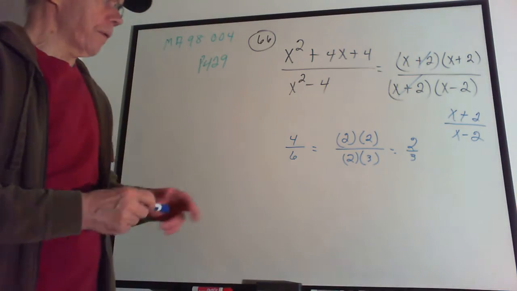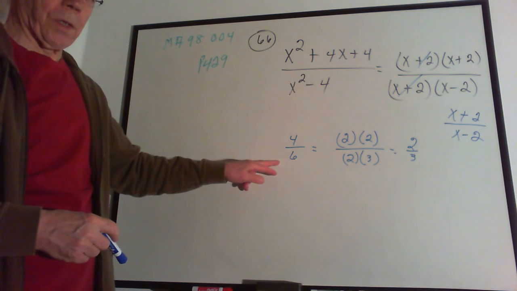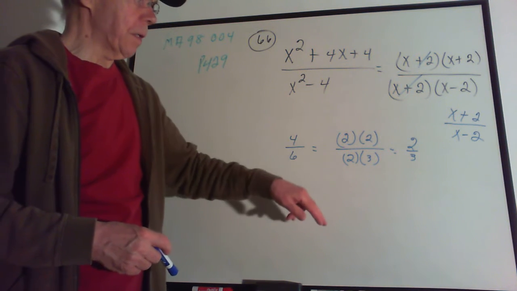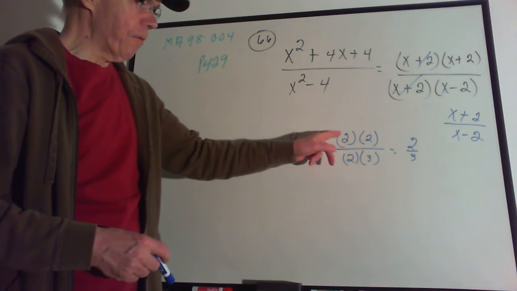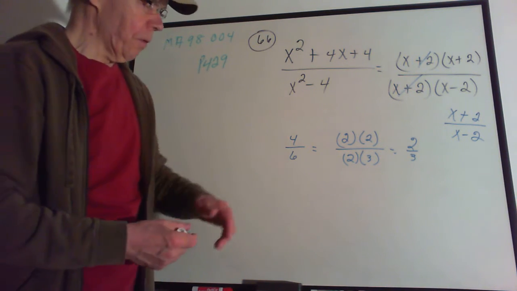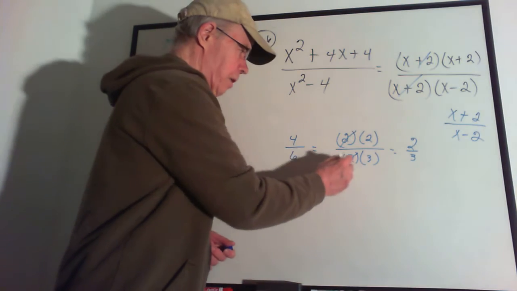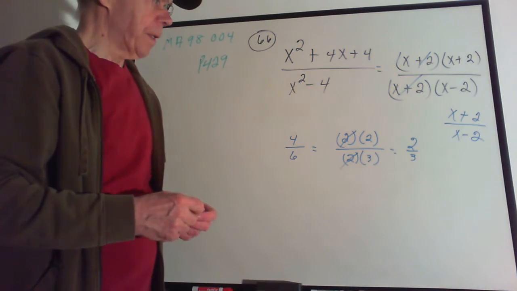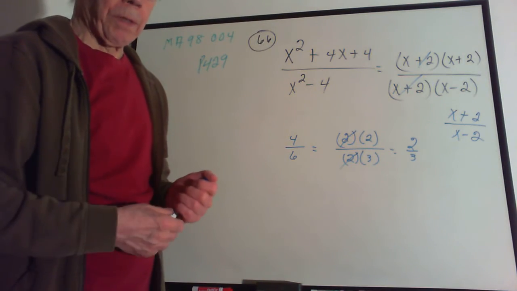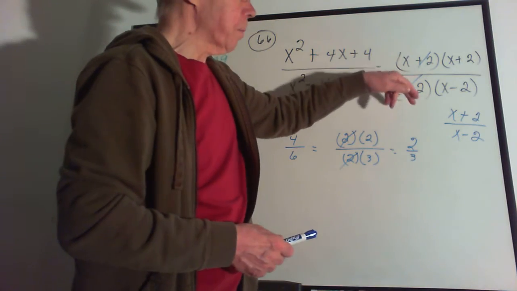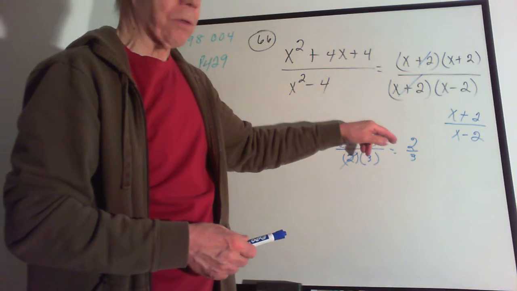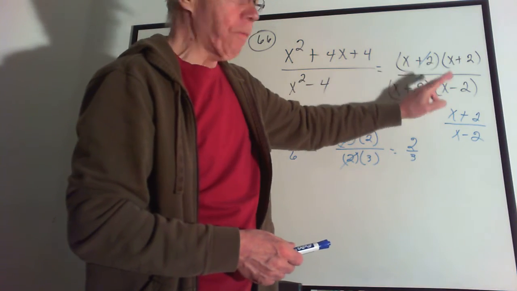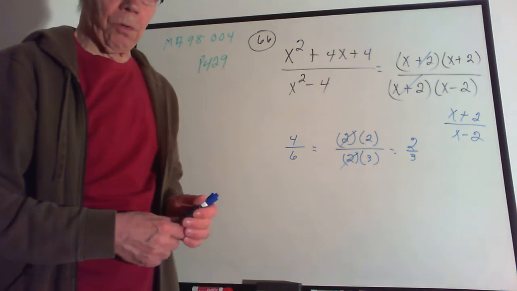This is no different than if you had 4 over 6 and you wanted to reduce it. 4 is equal to 2 times 2, 6 is equal to 2 times 3. You have a common factor, so these would cancel. You end up with 2 over 3. Factors are what you multiply together. So x plus 2 is one factor, this x plus 2 is one factor, and the x minus 2 is one factor.